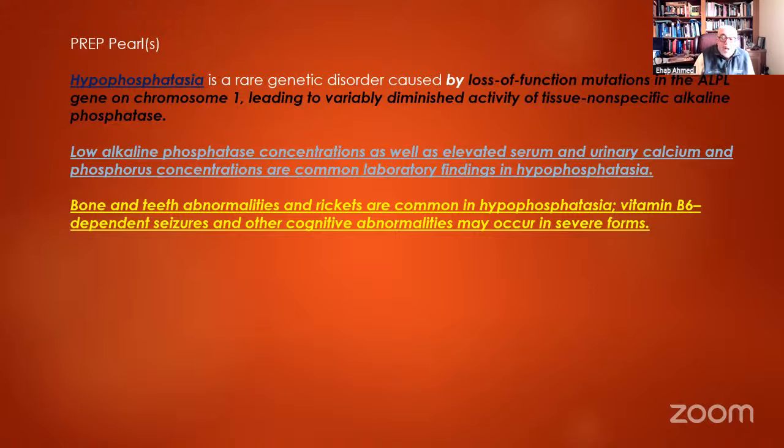So how many types of alkaline phosphatase do you know about? How many isoenzymes do you know about alkaline phosphatase? 1, 2, 3, 4, more? And then what are the important organs of the body that have this enzyme, alkaline phosphatase?